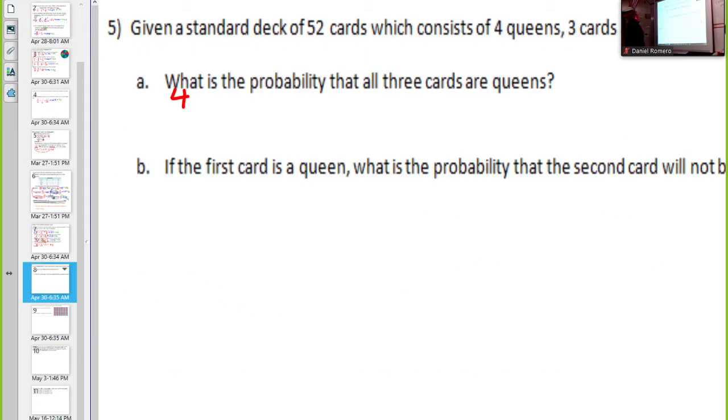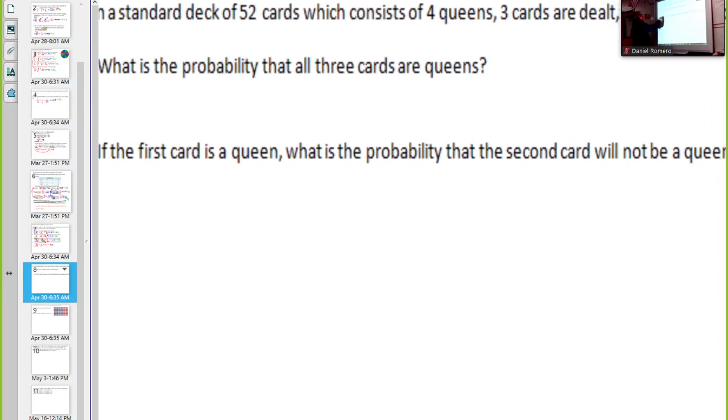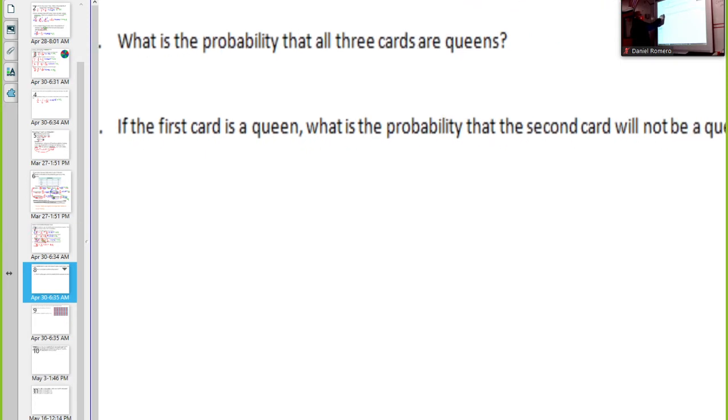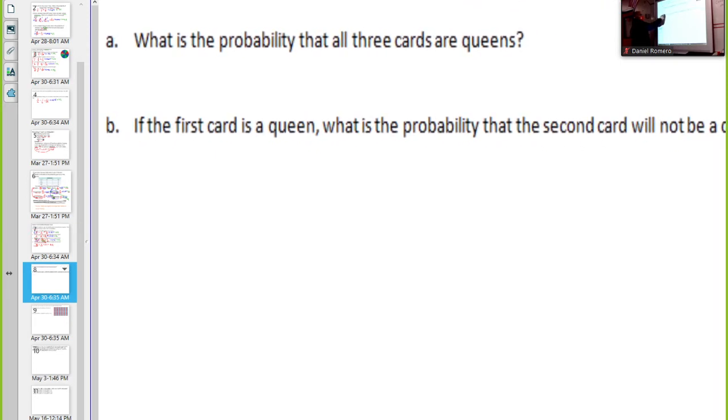If the first card is a queen, what's the probability? All right. So this one seems new. Assuming that the first card is a queen, so we've already taken out a queen. What is the probability that the second card will not be a queen? All right, that's a good one. So if we take out a queen now, okay, how many total cards are left? There's 51, right? But how many of those 51 left are queens? Because I've already taken a queen out. 3. So then how many are not queens?